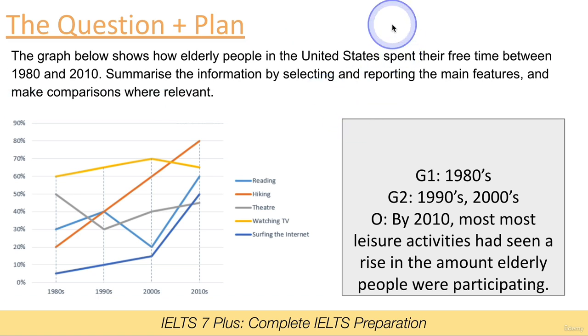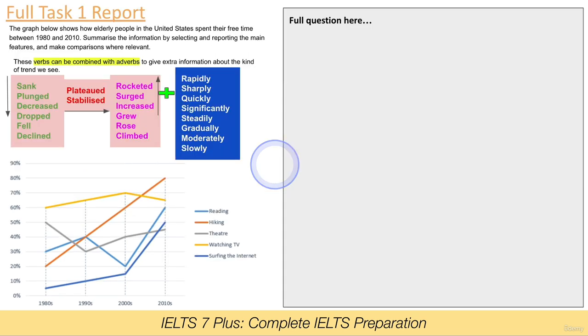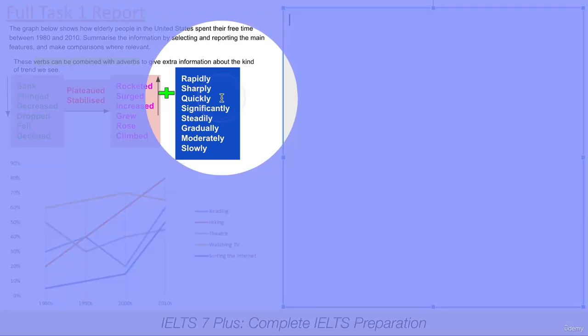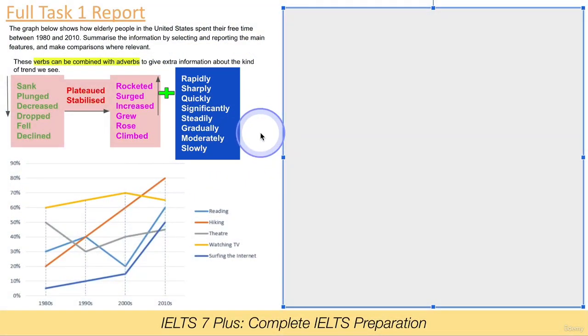Okay then, so that is our overview. Let's go to our write-up here and we can put our answer in the box there. So we've got our task. We've also got these words which are really useful for things like decrease, increase, stay the same, and adverbs as well. So when we use those in sentences, it creates a really strong essay.